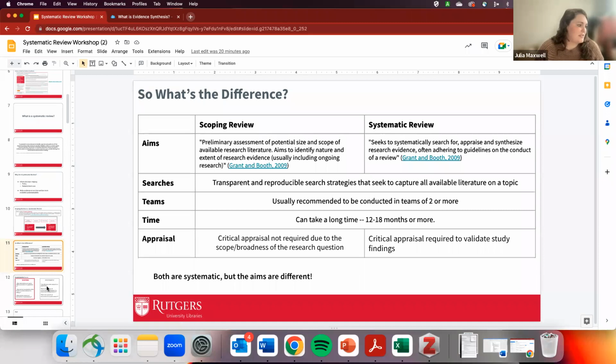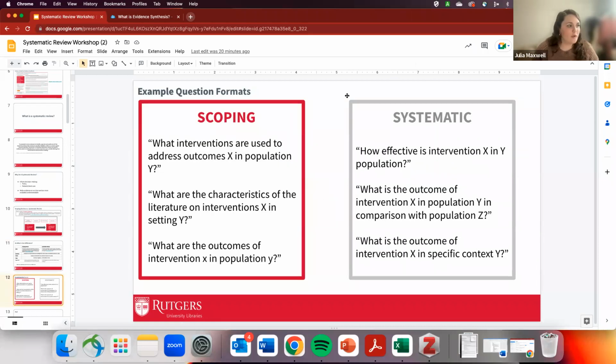So here are just a couple of examples of some question formats that you might encounter for a scoping review versus a systematic review. For a systematic review, we might be looking at something like how effective is an intervention in a specific population, whereas the scoping review might say, what interventions are used for outcome X in population Y, so much broader.